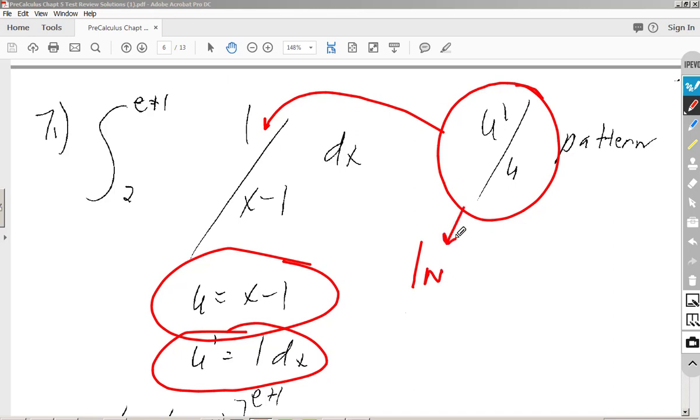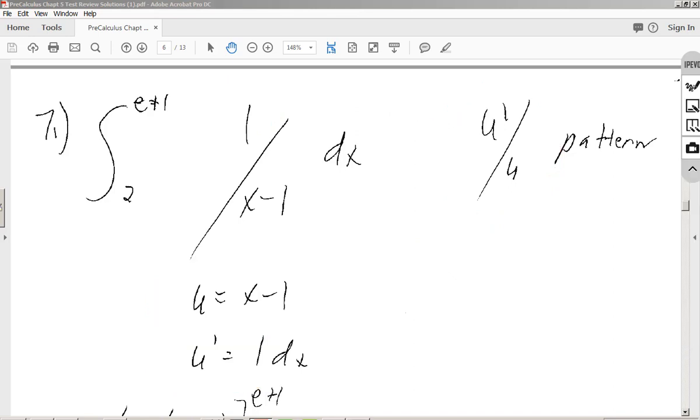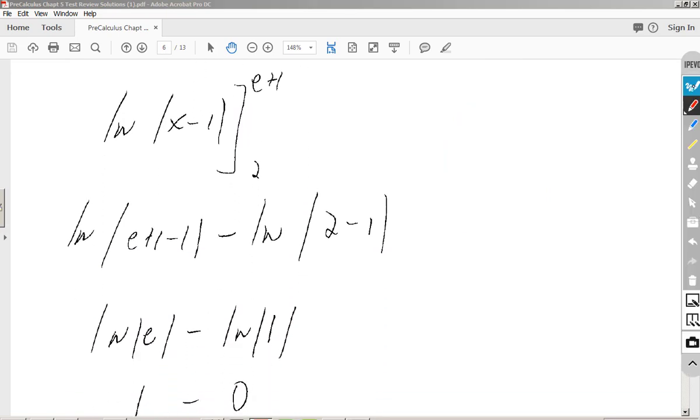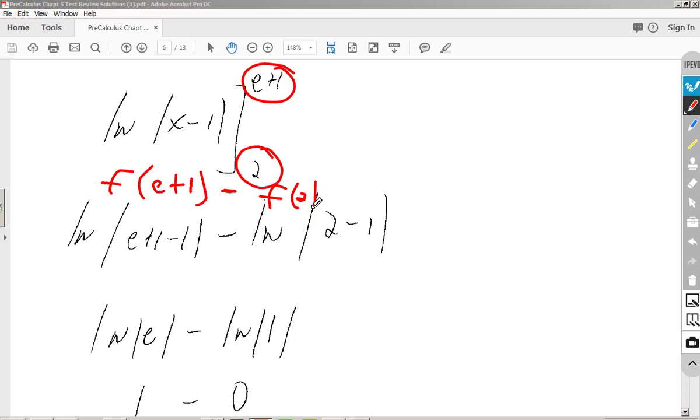Since it's just a straightforward ln pattern, I can go ahead and rewrite that as the ln of x minus 1. And then I'm going to evaluate it from e plus 1 to 2. So remember, this is going to be f of e plus 1 minus f of 2. Substituting those in, I've got the ln of e plus 1 minus 1. And now substituting my 2 right here, I've got minus the ln of 2 minus 1.